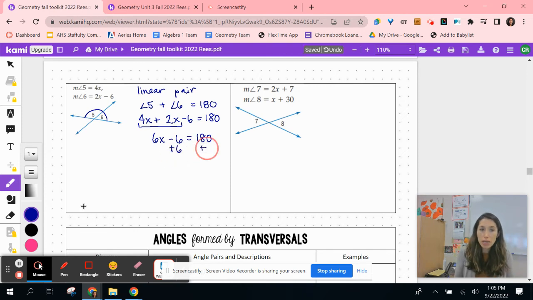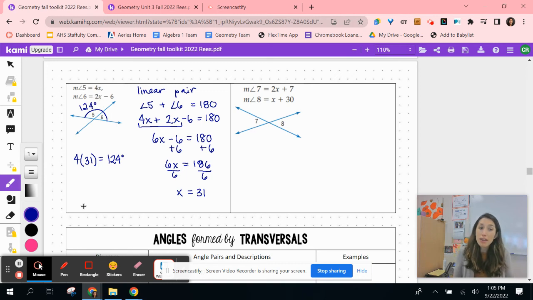So add 6 to both sides. That gives us 6x equals 186. And then we're dividing both sides by 6. So show dividing by 6 on both sides as well. And x is equal to 31. Now we're also finding the measure for each angle. So to find the measure of angle 5, I'm going to do 4 multiplied with my x value 31. So let's see, 4 times 31 is going to give us a measure of 124. I'm going to put that onto my diagram.